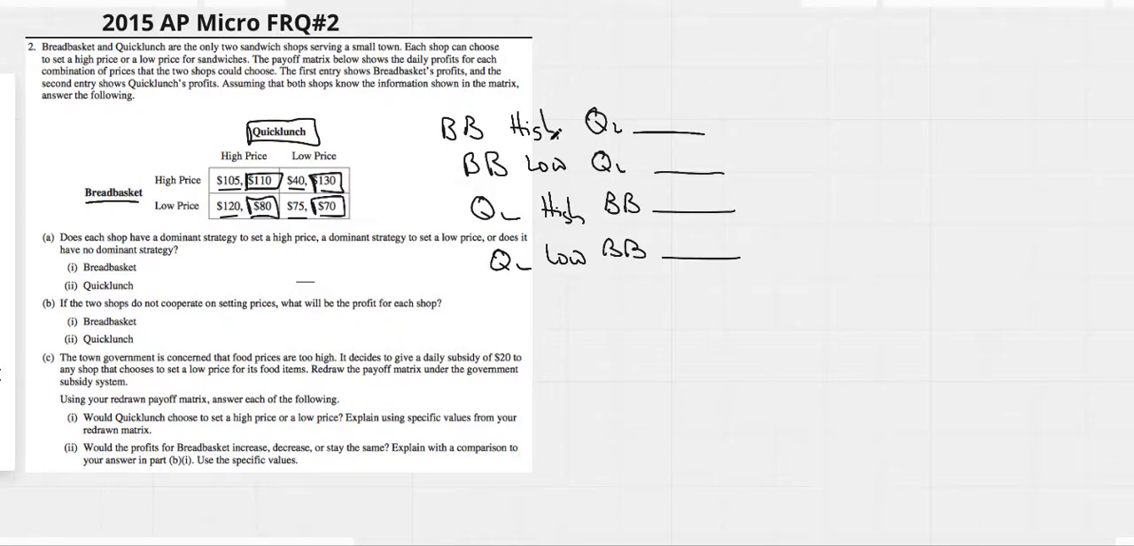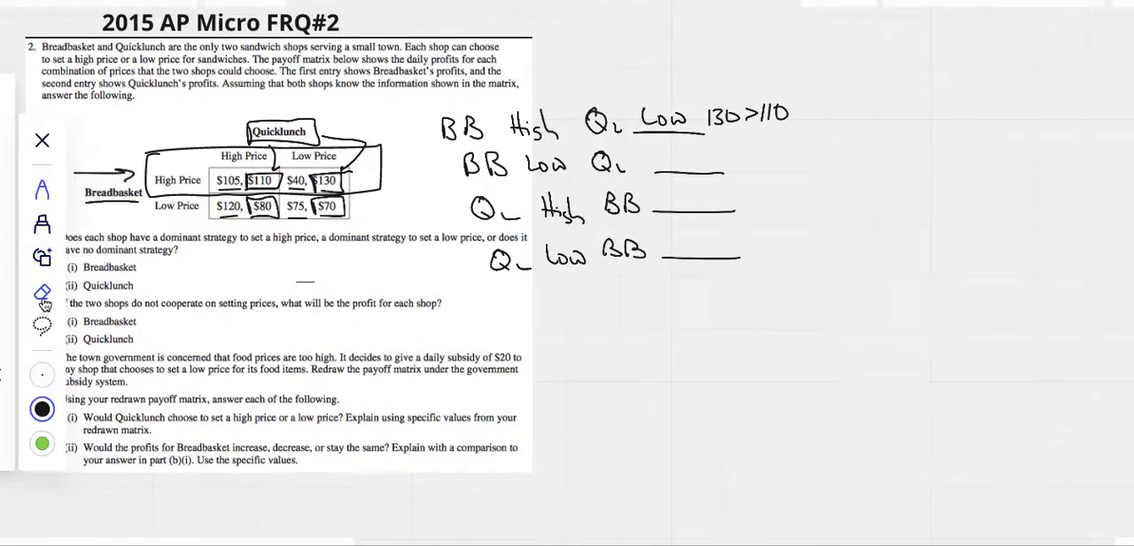So now that I've created this word chart, I'm going to go ahead and look at the numbers here. If Breadbasket goes high, it implies that Breadbasket will be in these two quadrants here. Now, Quick Lunch only has two choices. Quick Lunch can go high, Quick Lunch can go low. Obviously, Quick Lunch wants the largest payoff, so it would choose to go low because 130 is greater than 110. Let's get rid of this so we don't confuse it here, and those two.